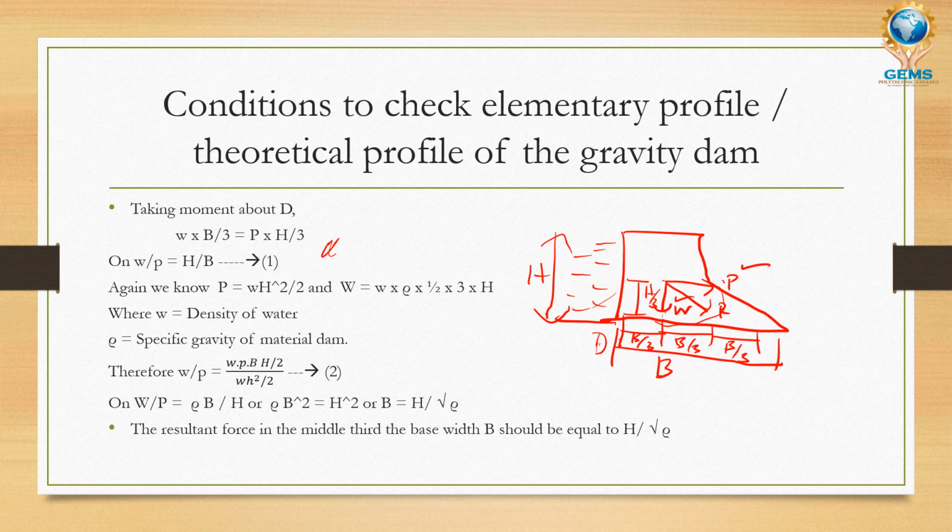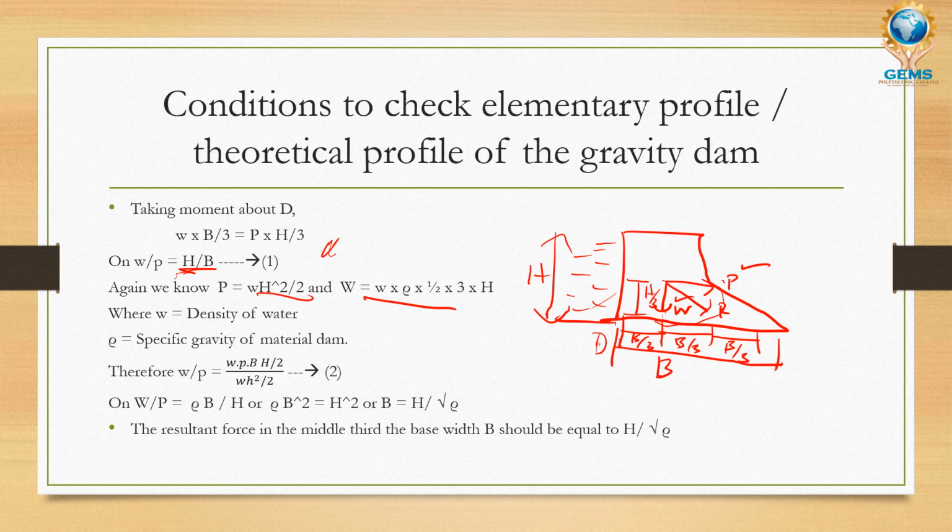Pressure is area into distance. Then W into rho into half into 3 into h, which we already know. W is the density of water, and rho is the specific gravity of the dam material. Now you are going to substitute these two values in this equation. So W by P is equal to h.